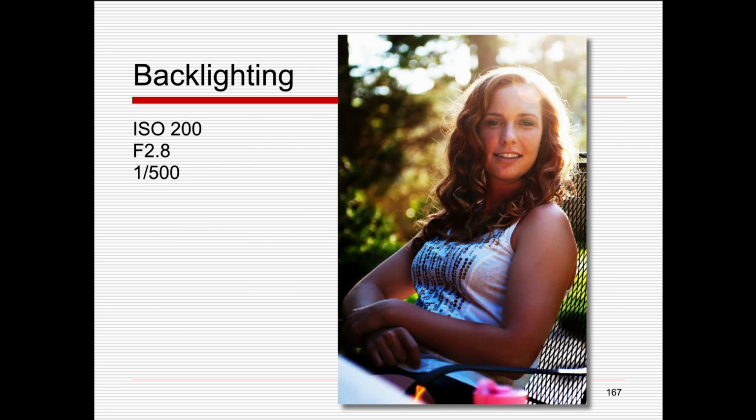Here's an example of backlighting. Notice the rim light making her hair translucent. Light sources behind her. We can see a little bit of light on the underside of her arm here, but it overall makes a nice soft glow about her face because of the backlighting.